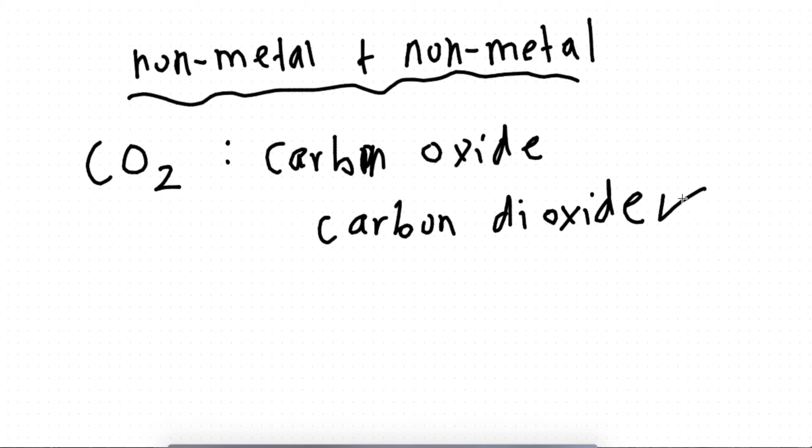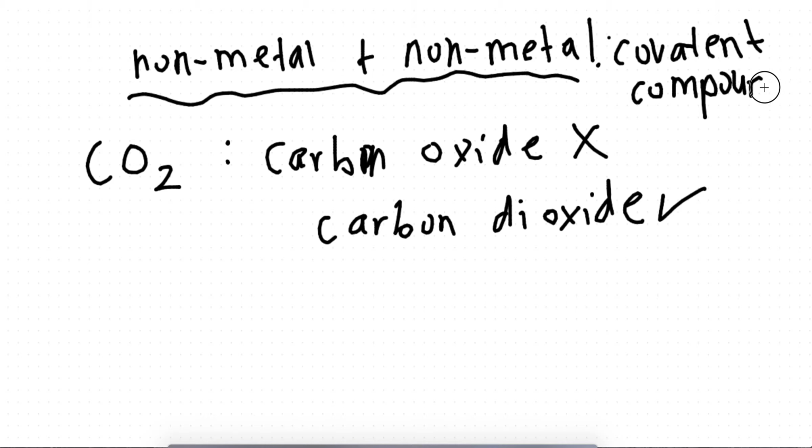This is correct, this is wrong. Why? Because this is a covalent compound, guys. This is to prepare you for chapter 5 as well, okay? A covalent compound is when you have two non-metals coming together. When you have non-metal plus non-metal, the first element will just be named itself, carbon. The second element will be named based on the number of atoms it has.